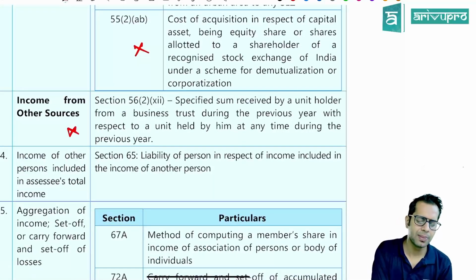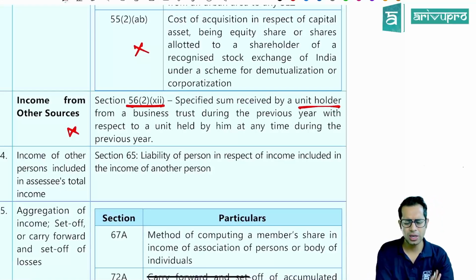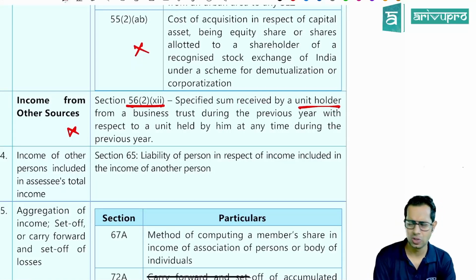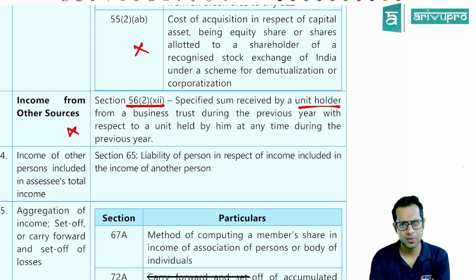Then income from other sources, there was an income to a unit holder. We have not discussed this point in the classroom, so this is not applicable also. So whatever we have discussed in the classroom, in simple words, is what was applicable and what you have to study for the examination.